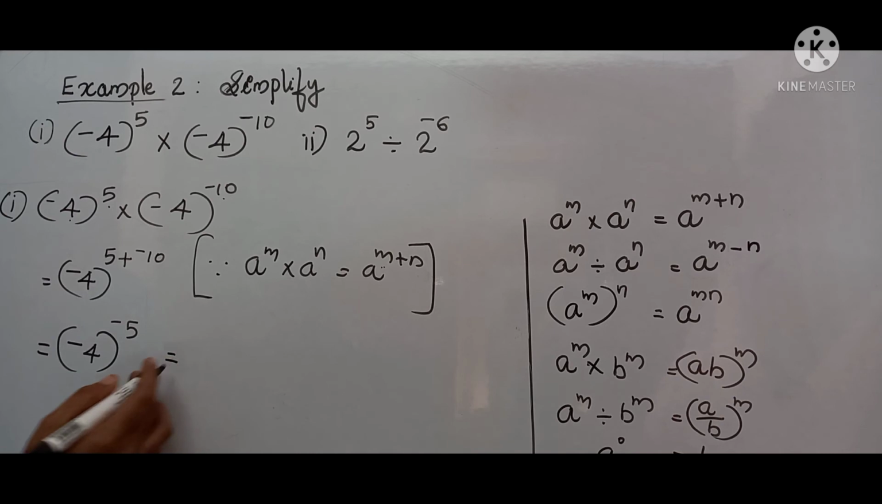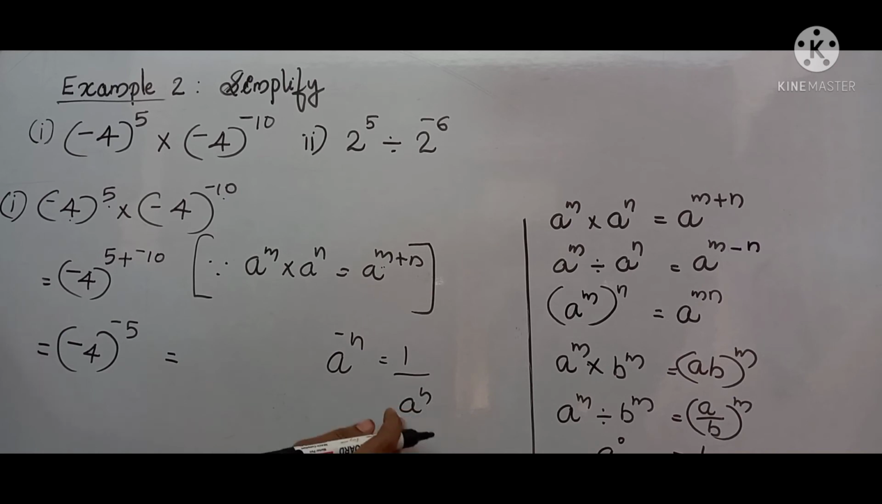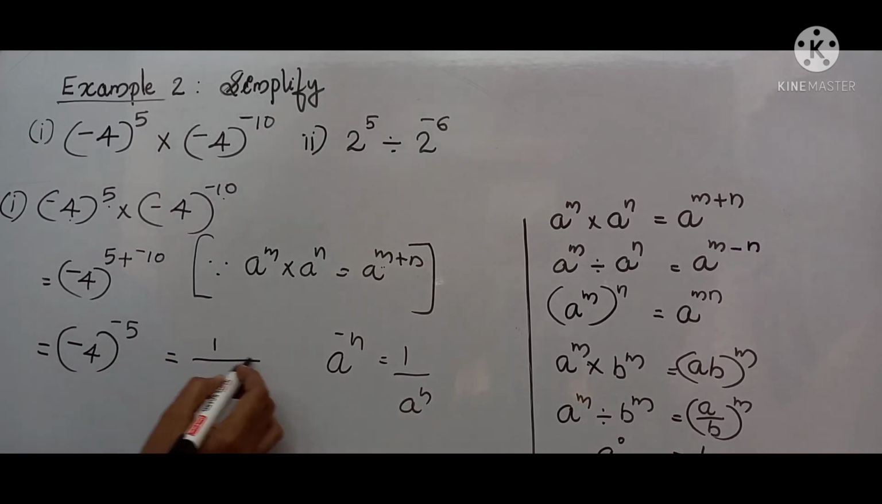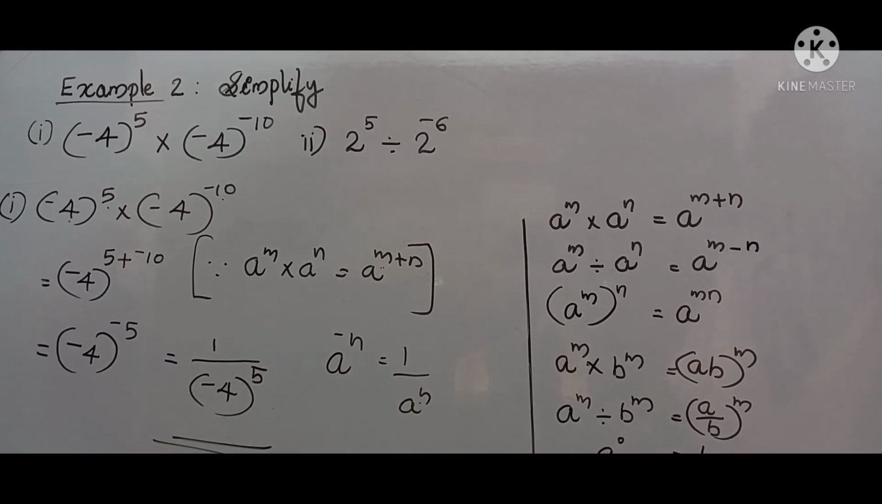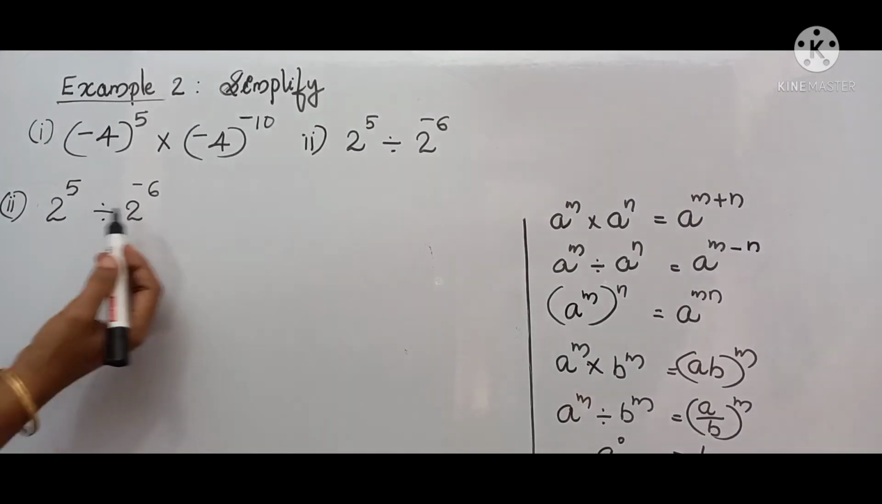We are simplifying some more. It is a raised to minus n, we know it is 1 by a raised to n. Then it becomes a positive exponent. So we are just rewriting that as 1 divided by minus 4 raised to minus 5, which becomes plus 5. Minus 4 raised to 5. This is the answer. And the second one is 2 raised to 5 divided by 2 raised to minus 6.